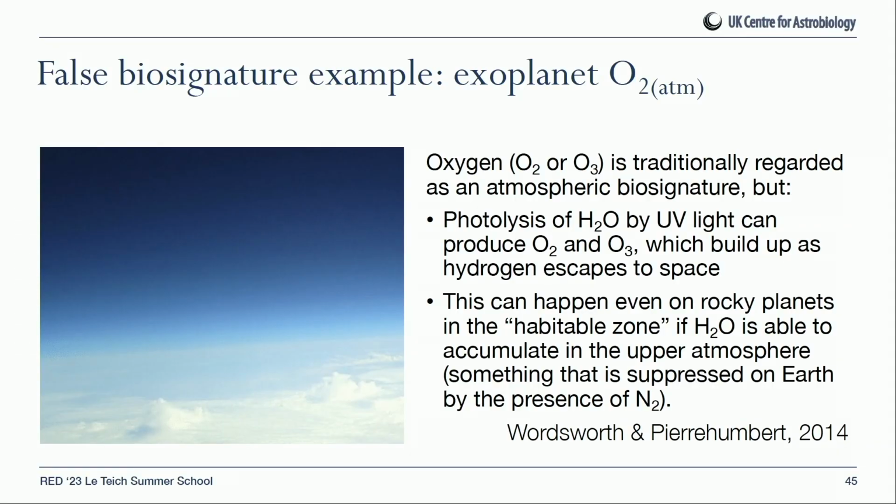Just to give a few more examples from other areas of astrobiology, we've already talked about oxygen, which traditionally was regarded as something we could rely on as an atmospheric biosignature, particularly if it's out of equilibrium with more reduced gases. But we do know that there are pathways that could produce oxygen and ozone in planetary atmospheres that have to do with the photolysis of water by UV light. And we know that in certain planetary systems we expect the oxygen to accumulate as hydrogen is lost to space. And this can happen even on rocky planets in the habitable zone if enough water is able to accumulate in the upper atmosphere. And there's various nice papers describing this.